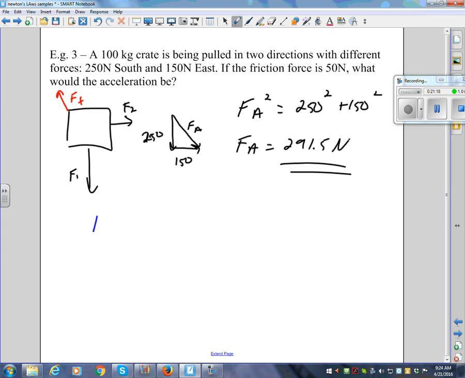Next step, F net is FA plus FF. Oh, by the way, you're going to try example number 4 right away on your own. Just getting you a hint, heads up. The applied force, 291.5. Friction force, minus 50. FA plus FF. So our net force is 241.5 newtons.